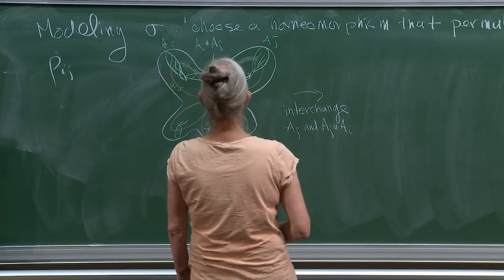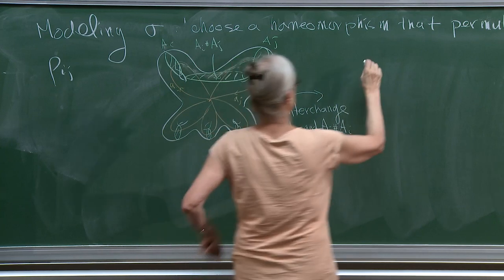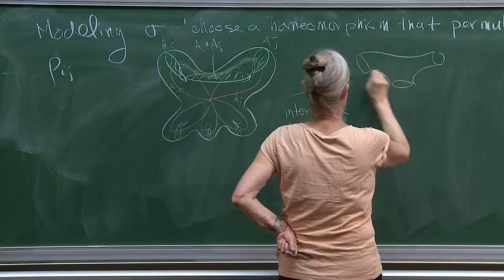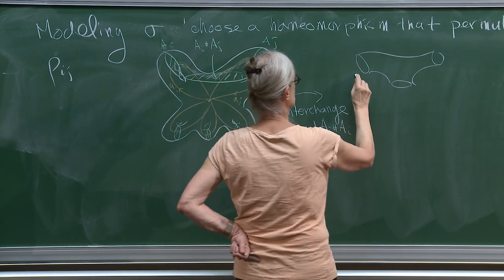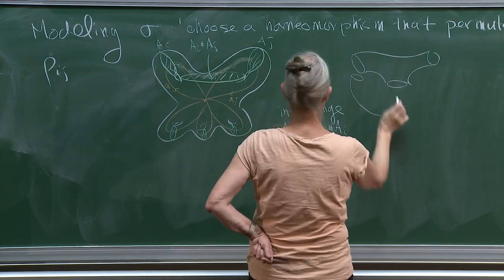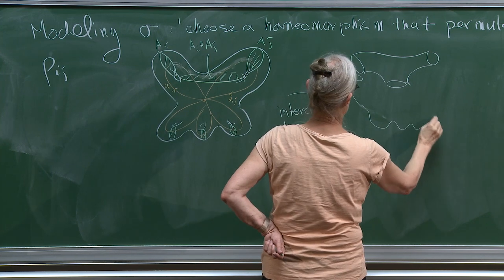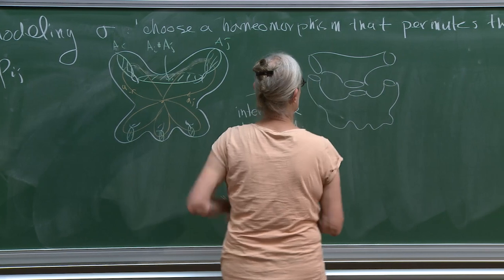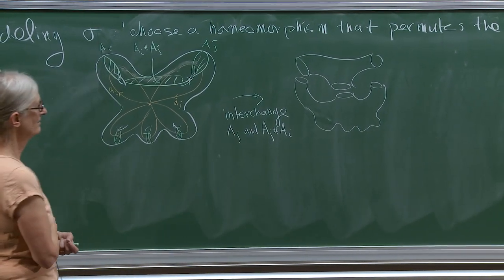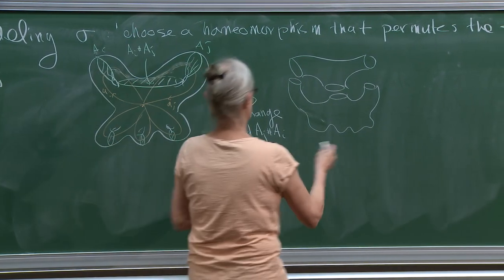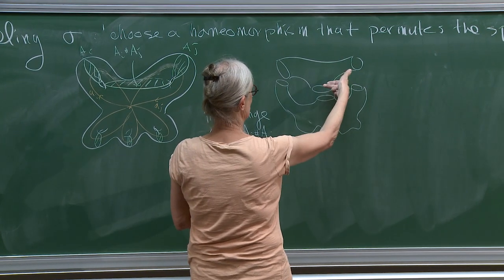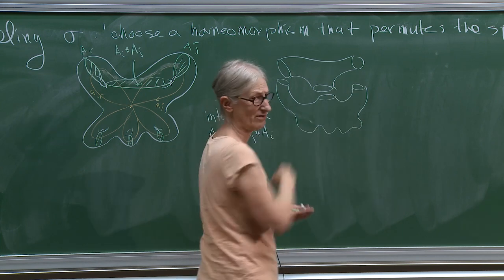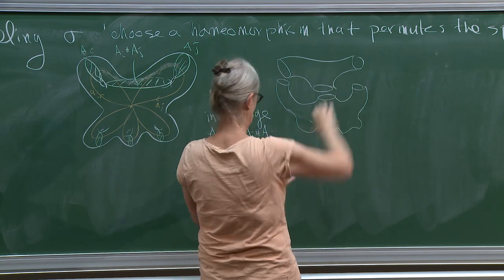So maybe I'll draw this in pieces. Let me first cut this open. All this mess down here. Okay, so now I'm just going to switch these two spheres, do a little twist up here, do a little twist down here, switch these two and switch these two.